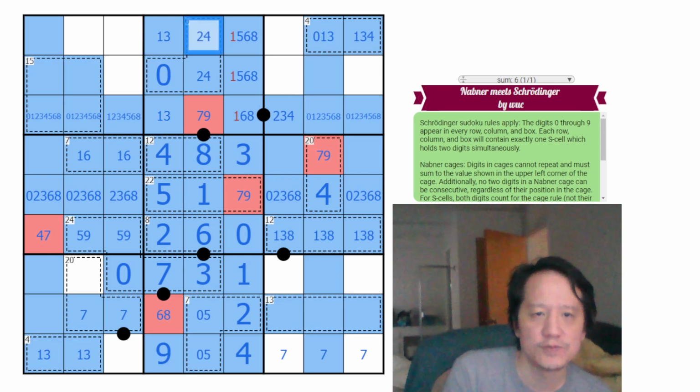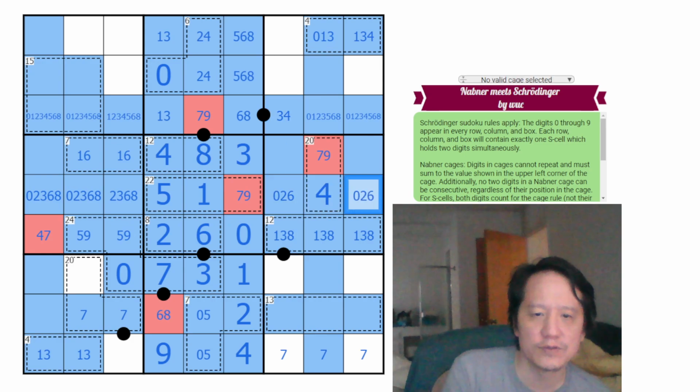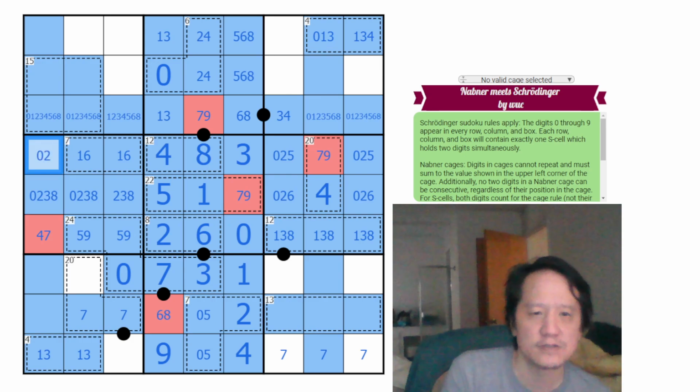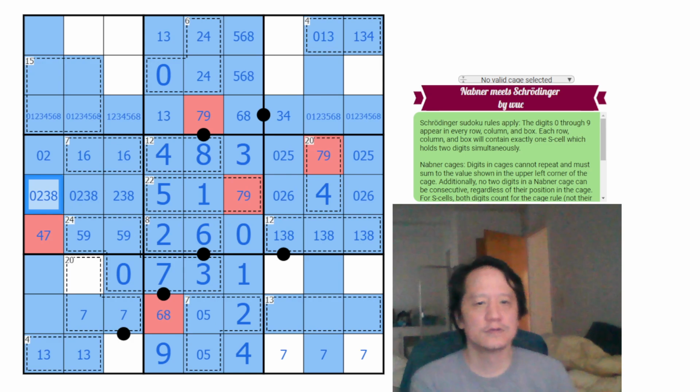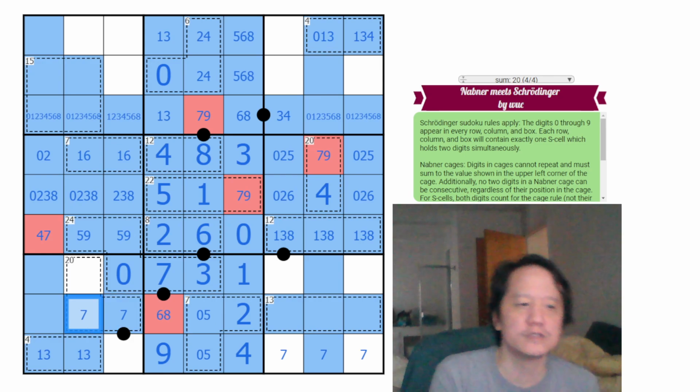This becomes 1, 3, and 6, 8. So this cannot be 2. This is 3, 4. 3, 8. So 0, 2, 6, 5. It's going to be 6. So this has to be 6. So this is 0, 2, 3, 8. Cannot be 4, 8. This is 0, 2. So 7 has to be in the 20.